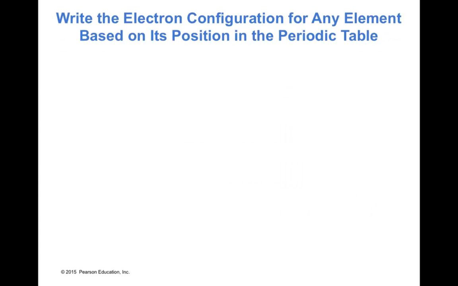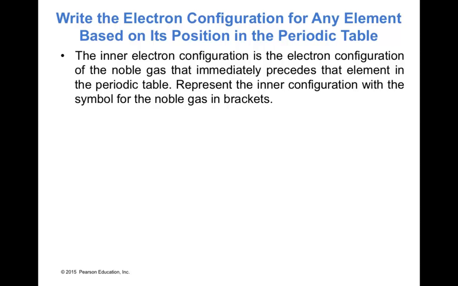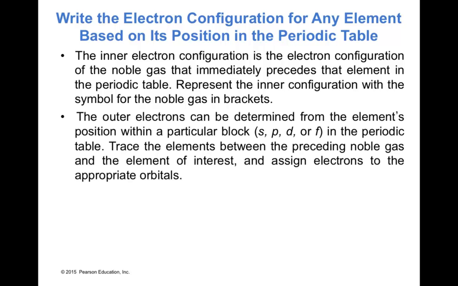So we can write the electron configuration for any element based on its position in the periodic table. The inner electron configuration is the electron configuration of the noble gas that immediately precedes the element in the periodic table. Represent the inner configuration with the symbol for the noble gas in brackets. The outer electrons can be determined from the element's position within a particular block, S, P, D, or F, in the periodic table. Trace the elements between the preceding noble gas and the element of interest and assign electrons to the appropriate orbitals.